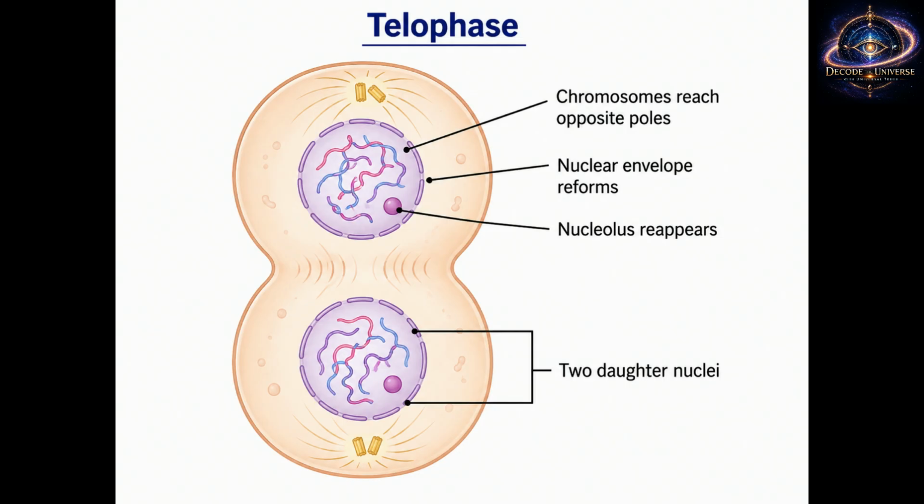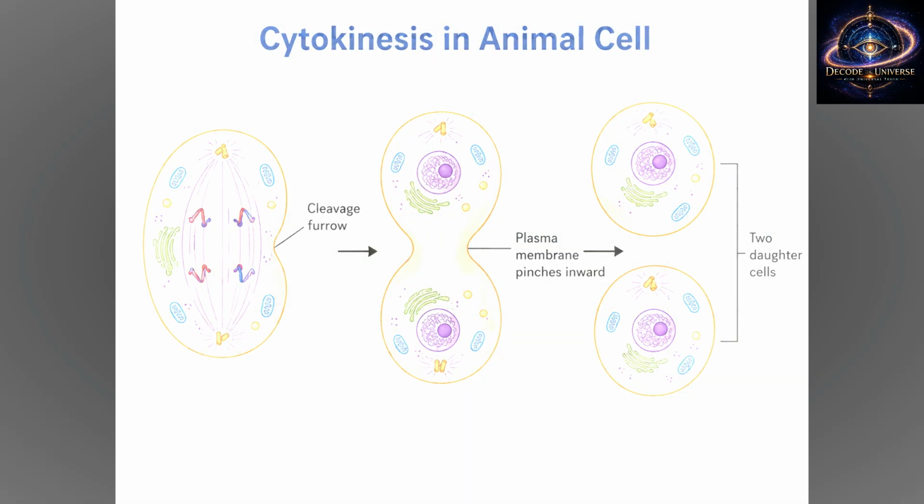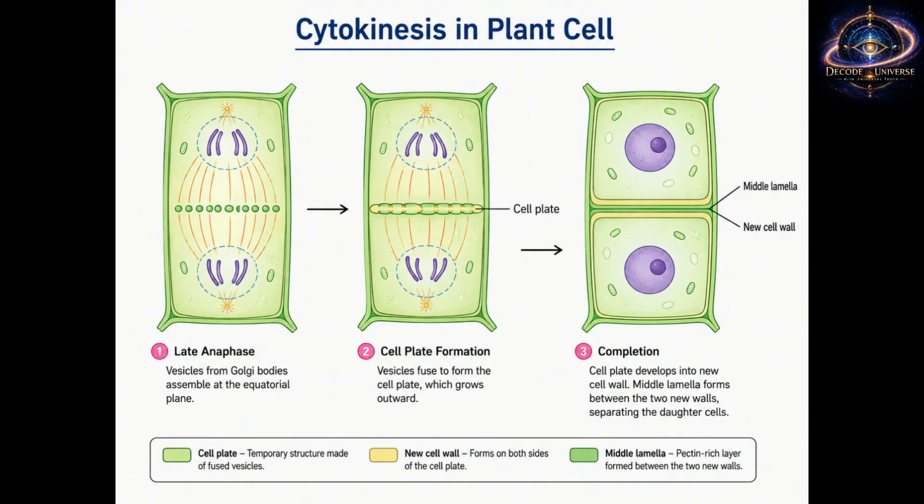Cytokinesis. After nucleus division, cytoplasm divides. In animal cells, a furrow forms and pinches the cell into two. In plant cells, a cell plate forms in the center and grows outward to form a new wall. Real-life example: animal cell cytokinesis is like tying a soft balloon in the middle until it becomes two parts. Plant cell cytokinesis is like building a wall in the middle of a room.